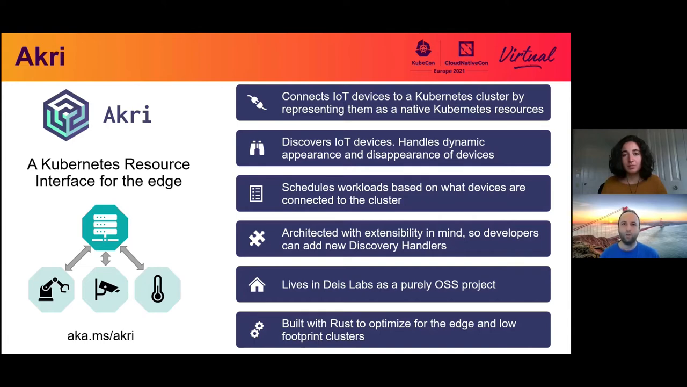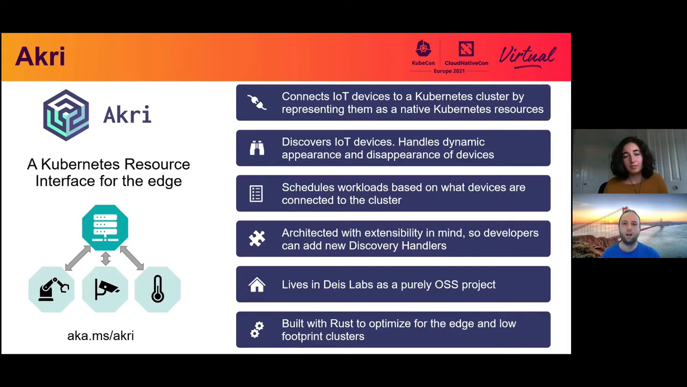Now, Akri works in two phases. First, it discovers and advertises the IoT devices to the cluster. It then monitors the availability of those devices to make sure that if a device disappears, maybe it's disconnected or starts malfunctioning, it stops advertising it to the cluster. Second, this is an optional piece, you can request Akri to schedule a workload when a new device is discovered. This allows you to dynamically, in a plug-and-play fashion, schedule your workloads if and only if the devices are available.